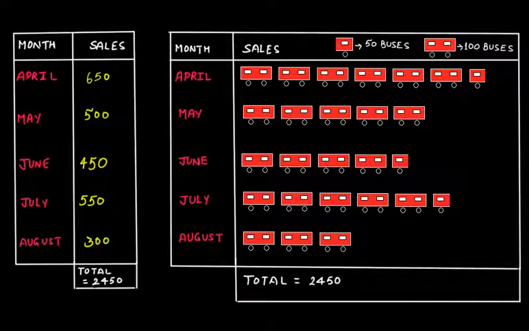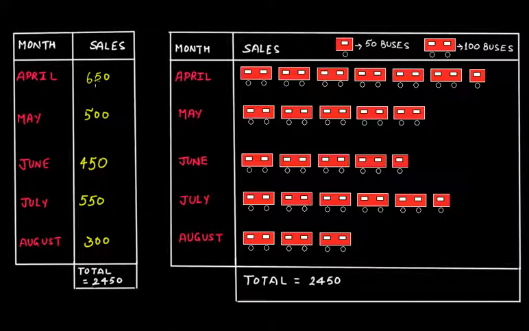Can you see the change? Watch what we have made here. We have actually added one more piece of information. If this is a full picture of a bus, this is a half picture. This picture represents half of a bus. And why is it important? If the full picture represents 100 buses, this half bus will represent 50 buses.